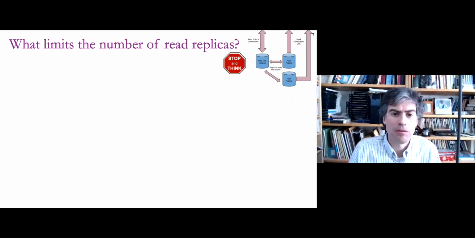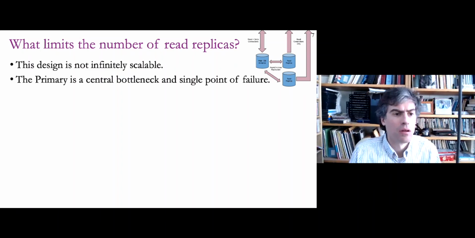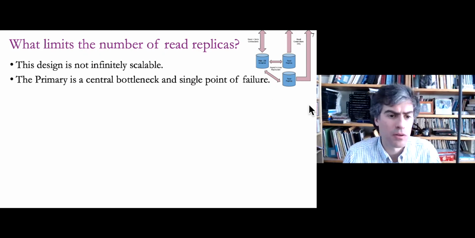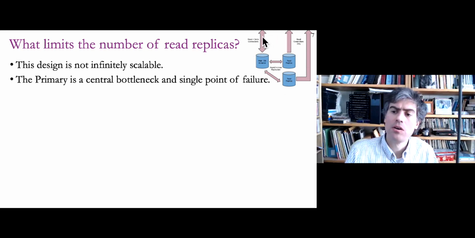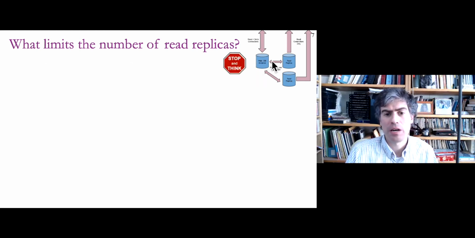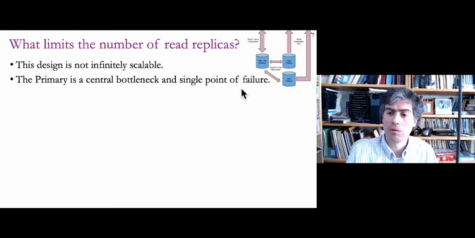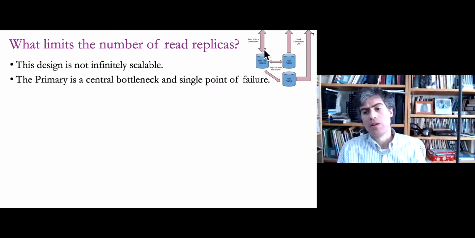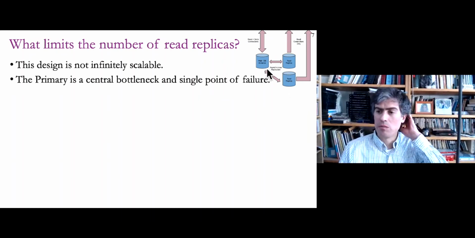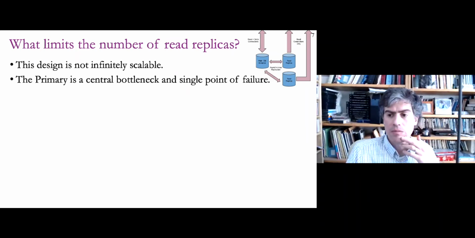Well, there are a couple of things. What limits the number? I guess the points I have here are what the downsides are of this approach. This is not an infinitely scalable approach because all the writes are going to a single database, right? So you do have to have a single machine that's capable of handling all the writes, this primary. So it's a bottleneck for writes, and it's also a single point of failure. So from a reliability perspective, this design doesn't meet every goal that we would have for the system.